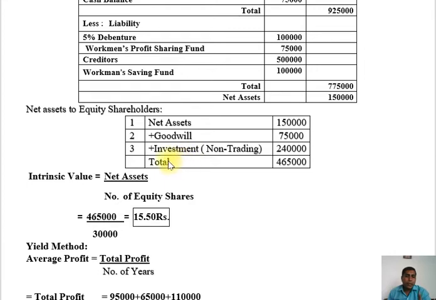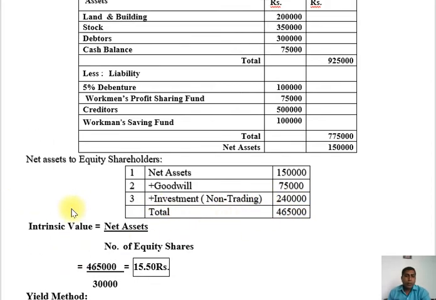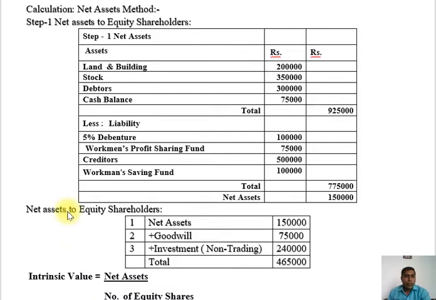In every example you must remember in your mind, when you find net assets for equity holders, first you note down net assets, second goodwill value, third investment which is non-trading investment. Okay friends, now we make the total, 4,65,000. Now we complete our necessary calculation.